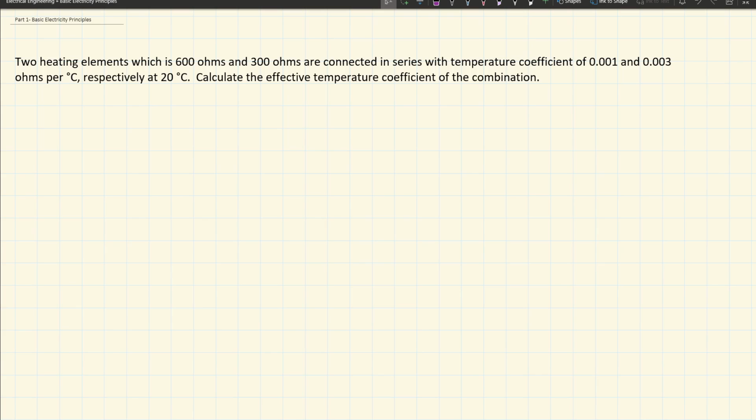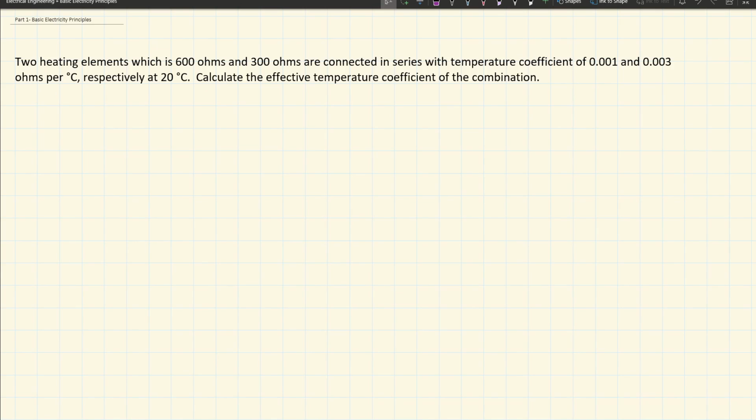Another problem: two heating elements, which are 600 ohms and 300 ohms, are connected in series with temperature coefficients of 0.001 and 0.003 ohms per degree C, respectively, at 20 degrees C. Calculate the effective temperature coefficient of the combination.